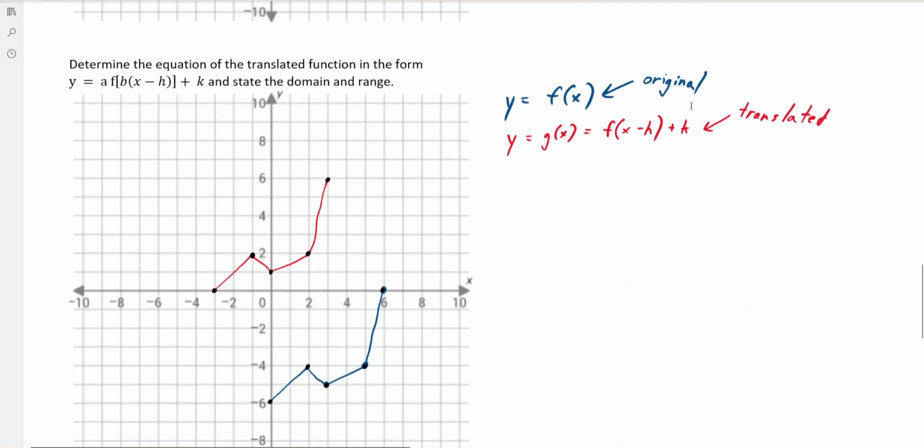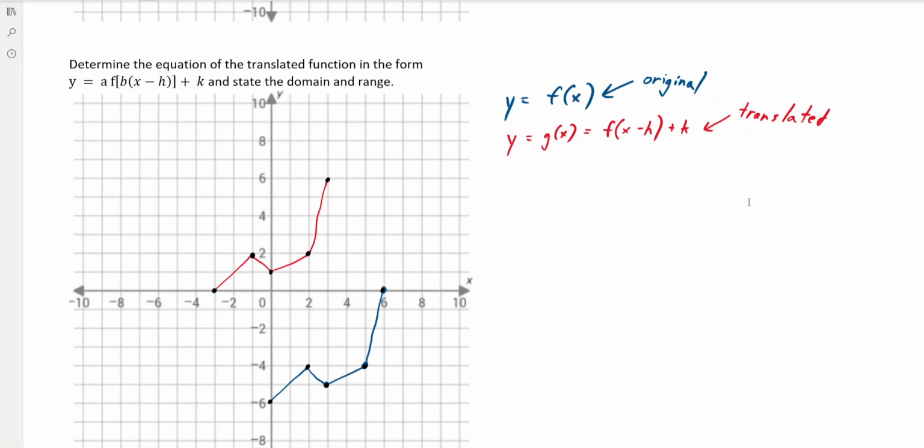All right, so here is a different type of question. Determine the equation of the translated function in the form y equals a f of b bracket x minus h close bracket plus k, and state the domain and range. So we're starting with the original, blue. I always like to do blue and then red for the translated, but also always try to tell you. So anyways, the original is the blue, and we're going to the red.